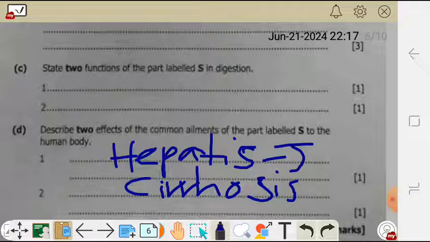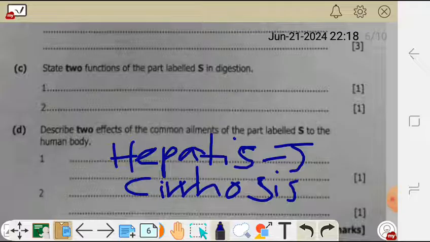And we also have deficiency of vitamins. Certain vitamins are produced by the liver. So in the case of illnesses of the liver, we are going to have a deficiency disease, like we are going to lack vitamins. But these are the common illnesses of the liver. And then we also have hepatomegaly, where we have enlargement of the liver. Hepatomegaly is also a common illness of the liver.